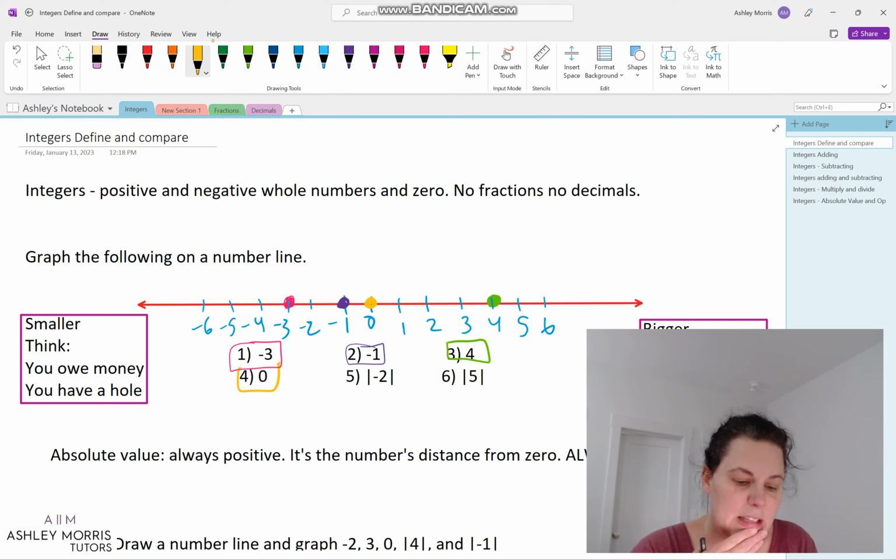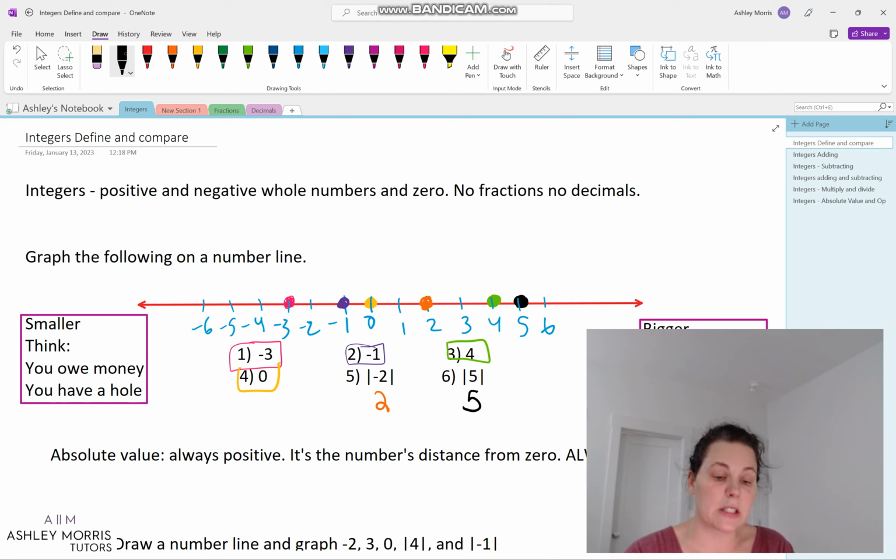Now 5 and 6, absolute value. We have a video on absolute value too, so if you're having a hard time with that, go watch that video, but here's the quick lesson. Absolute value is a distance from 0, and it will always make your number positive. So for 5, the absolute value of -2 is just 2. And then for number 6, what color should I do? I'll do that one in black. Absolute value of 5 is 5. It's always positive when you do absolute value.